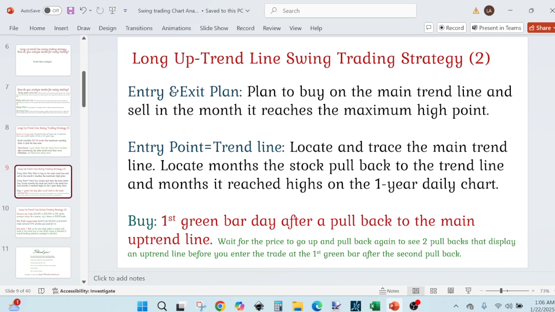Once you draw your trend line, the one we like to buy, we color them in purple, and you will buy it when the price pulls back to that trend line and starts creating higher lows around that trend line. You can buy at the first or second green bar that follows a pullback.